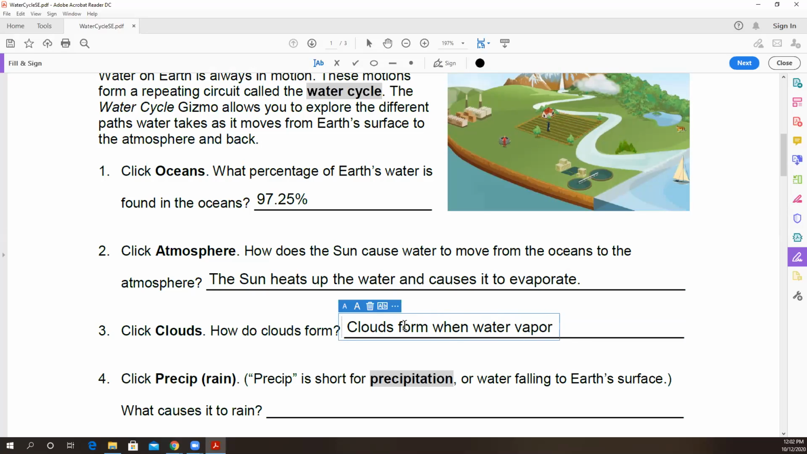Perfect. Clouds form when water vapor condenses into tiny droplets. Or condenses, right? Condenses, that means come together, right? If I condense something, it means I'm bringing it together. Now I'm going to go back to my gizmo, just like it said.